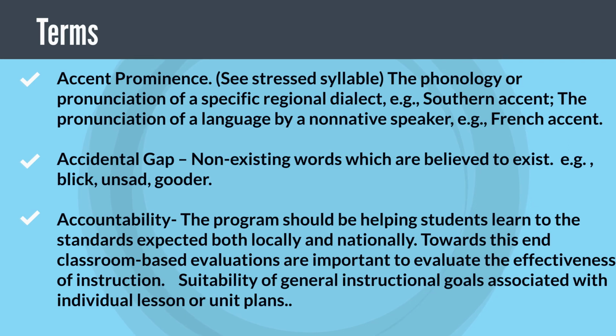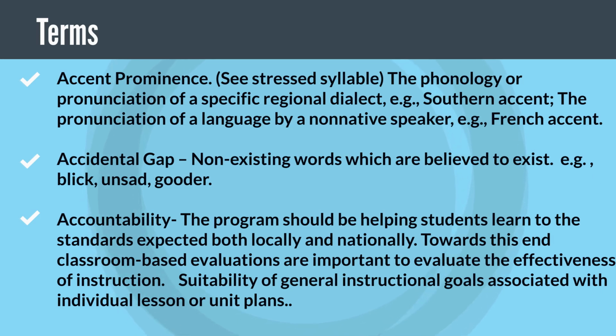Accent prominence. See stressed syllable. Accent: the phonology or pronunciation of a specific regional dialect, example, Southern accent; or the pronunciation of a language by a non-native speaker, example, French accent. Accidental gap: non-existing words which are believed to exist, e.g., blick, unsad, gooder. Accountability: the program should be helping students learn to the standards expected both locally and nationally.